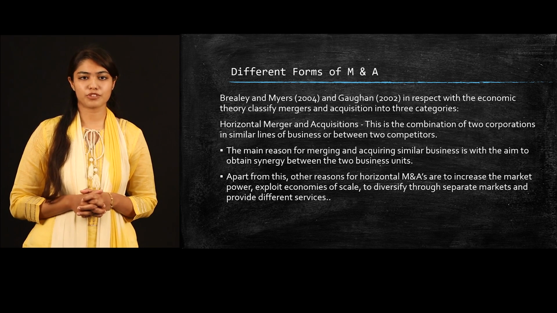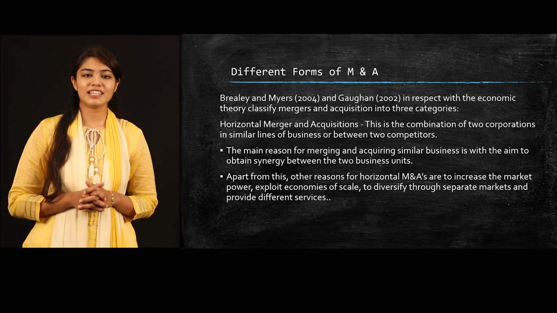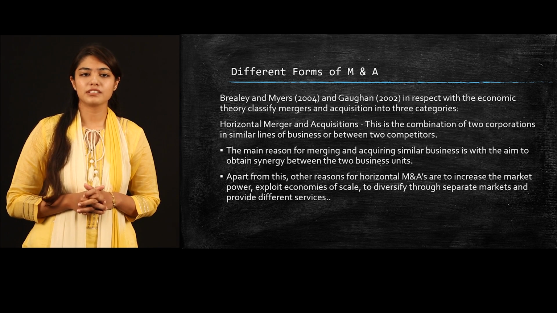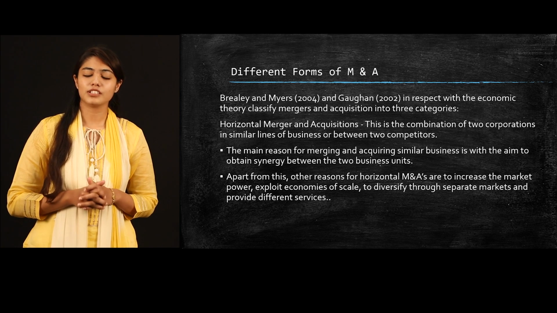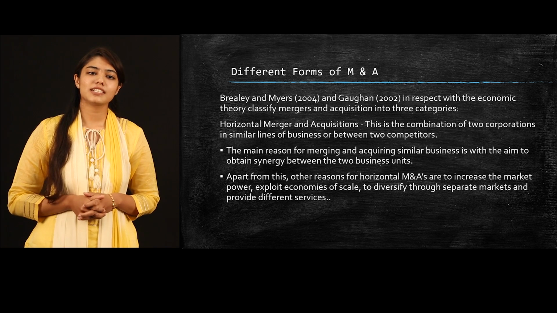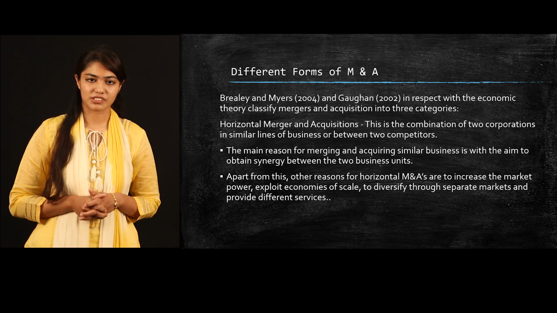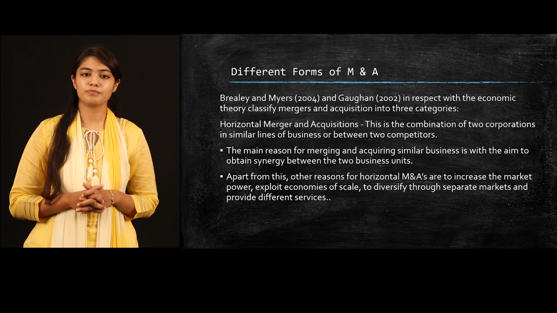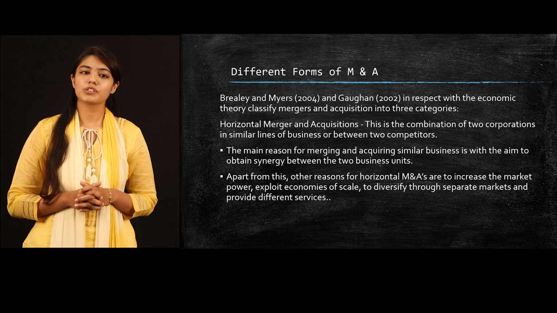Let's see different forms of mergers and acquisition. Barley and Mayers and Gohan, in respect with the economic theory, classify mergers and acquisition into three categories. The first category is horizontal merger and acquisition. This is the combination of two corporations in a similar line of business or between two competitors.